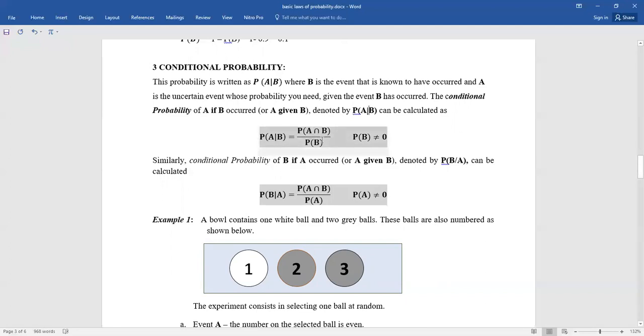How can you make it simpler? You can write it without the condition. This part, the probability of A condition B, we can write as probability of A and B divided by probability of B. Similarly, the probability of B condition A, the probability of getting B given A, is probability of A and B divided by probability of A. So remember, the first one is what we want to find, and the second one is the condition. For the probability of B given A, A has occurred. So B cannot happen without A.